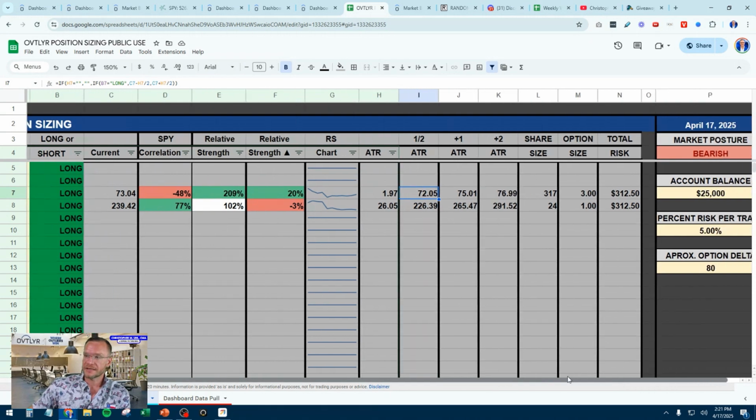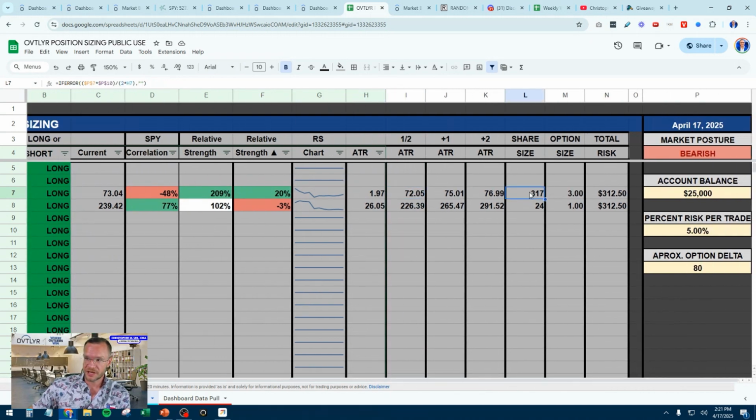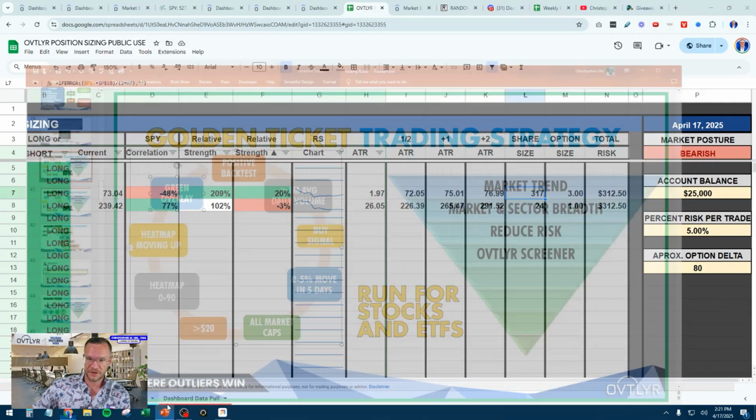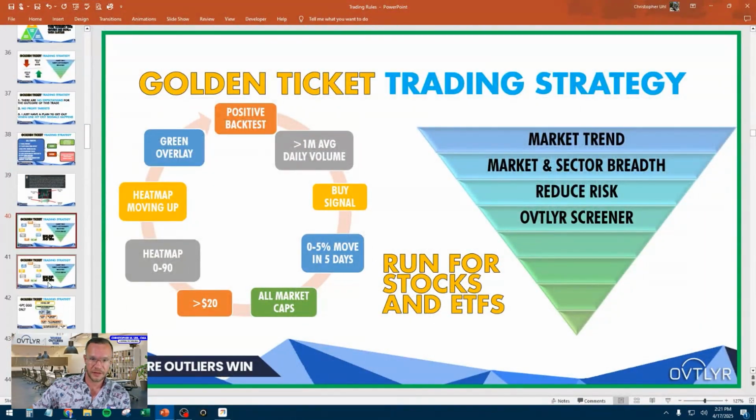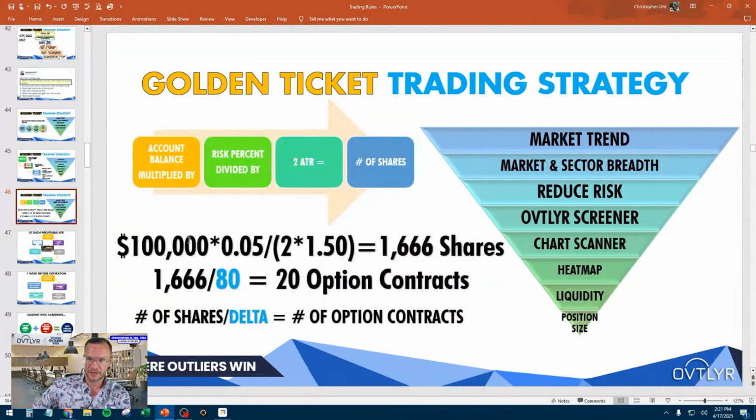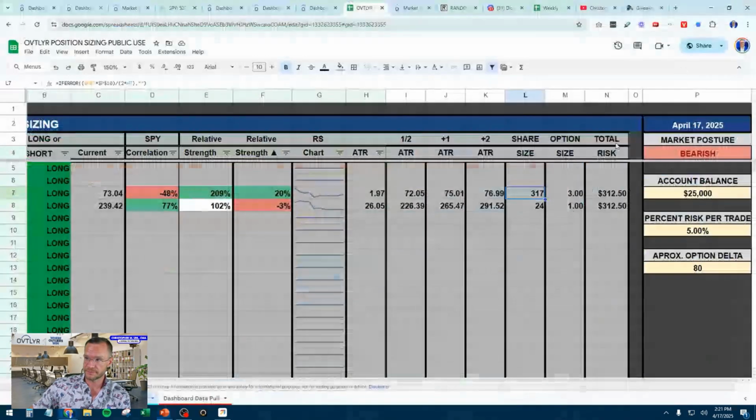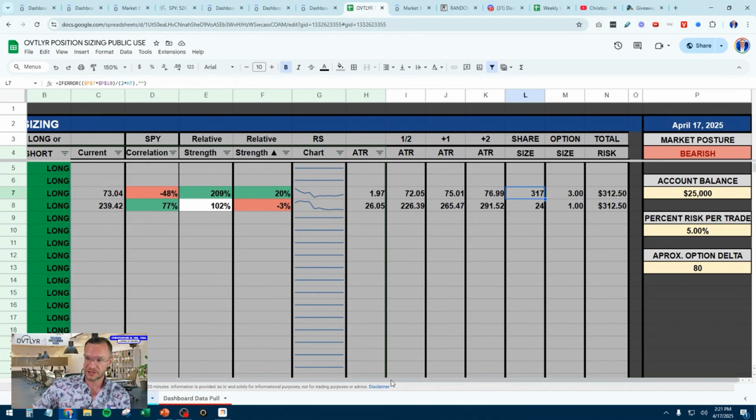Now, in this calculation, it comes up with share size. Share size follows this formula, and I got this from Larry Hite. You take your account balance, multiply by the risk you're willing to take, and then divide it by 2 times the ATR to get you a number of shares. So in this case, that exact formula would get you 317 shares.